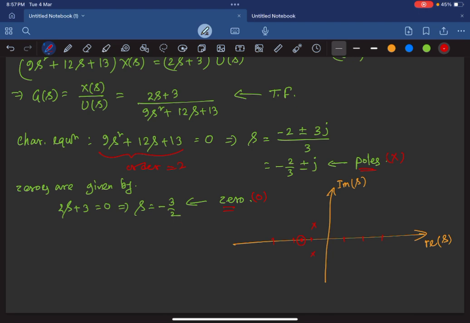Now for the case of stability, one important result we should know: once we have the transfer function, immediately one can get the characteristic equation. Now from the characteristic equation you can find the poles. You can get s equals sigma plus j omega. So this sigma is the real part of s, and omega is the imaginary part of s.